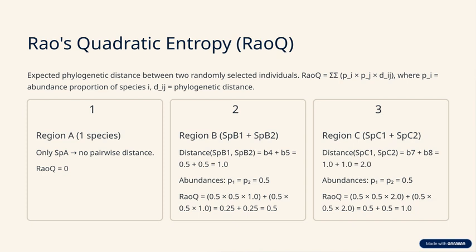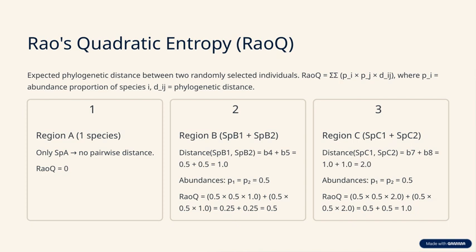In region B, we have 2 species, SBB1 and SBB2. Their phylogenetic distance is calculated as the sum of 2 branch lengths, B4 and B5, which add up to 1. Since their abundances are equal at 0.5 each, the Rao-Q calculation becomes the sum of 2 identical terms, 0.5 times 0.5 times 1, repeated for each pair. Adding those up, we get 0.25 plus 0.25, totaling 0.5.